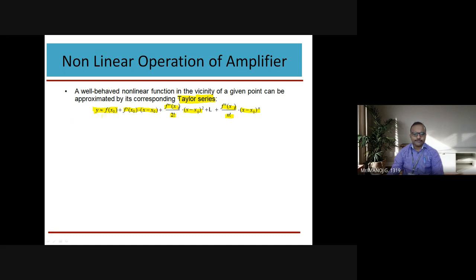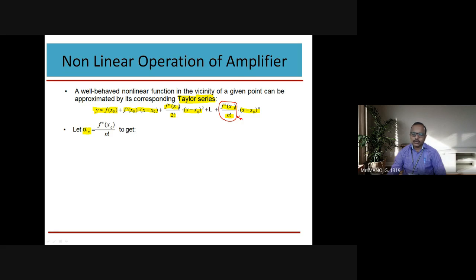Now what is this f of x? This f of x is given as alpha n. This is the gain factor, which is given by f to the n of x naught divided by n factorial. So this full value is replaced by alpha. It is the nth term, so it is alpha n.